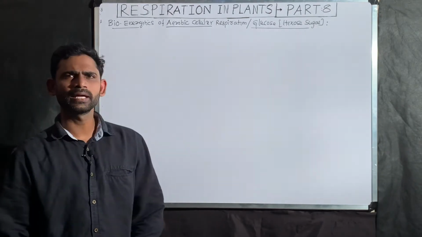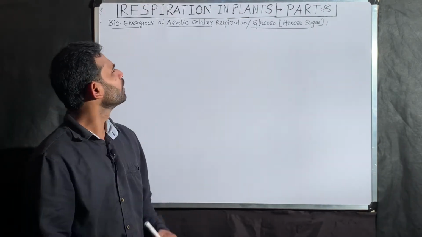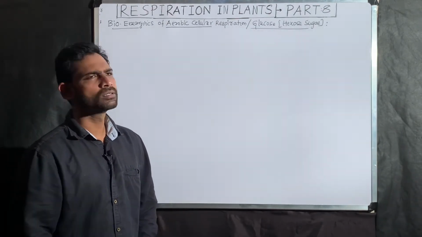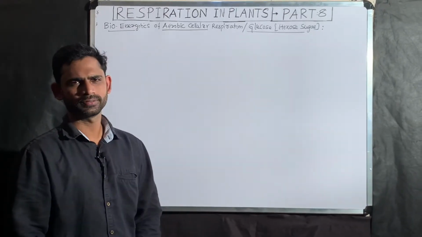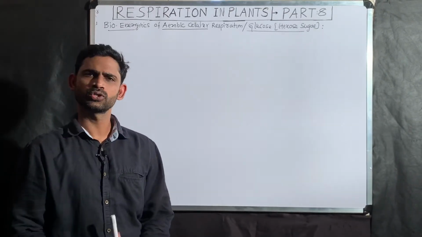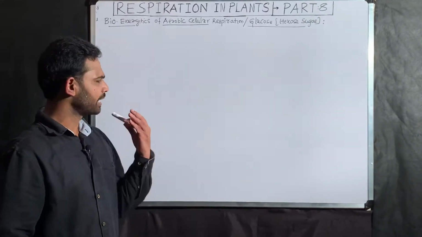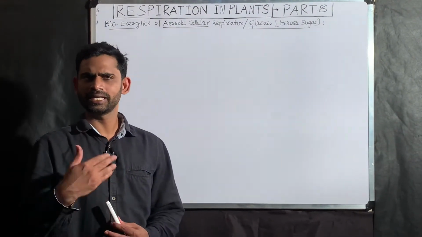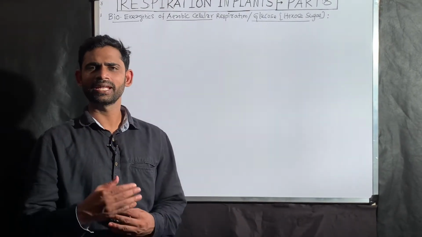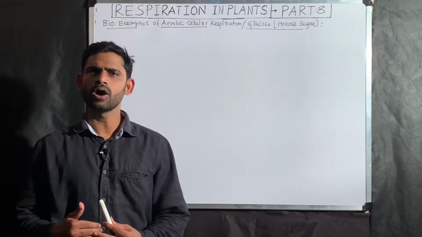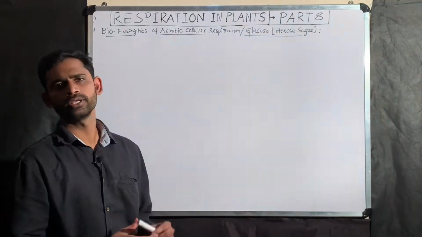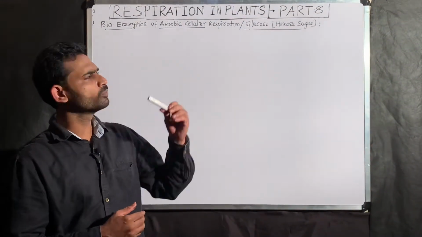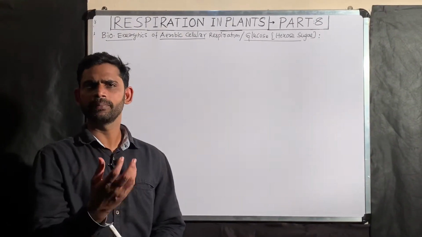Now, in this part, I am going to explain the bioenergetics of aerobic cellular respiration per glucose, or you can call it exo sugar. Here, I am going to tell in which reaction, mediated by the corresponding enzyme, energy is released or consumed. Overall, we can calculate how many ATPs are produced.